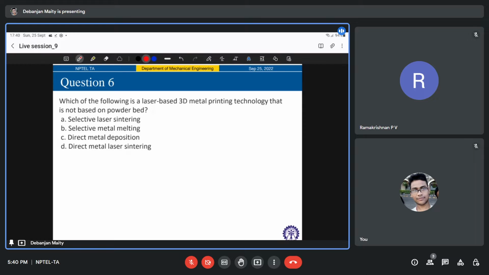Now in question 6 it says, which of the following is a laser based 3D metal printing technology that is not based on powder bed? So I already told that all kinds of sintering process, whatever is there, like I mentioned here, like selective laser sintering, or selective metal melting, or direct metal laser sintering. In all the laser sintering processes, the laser fuses powders while the rest are loose powders, right?